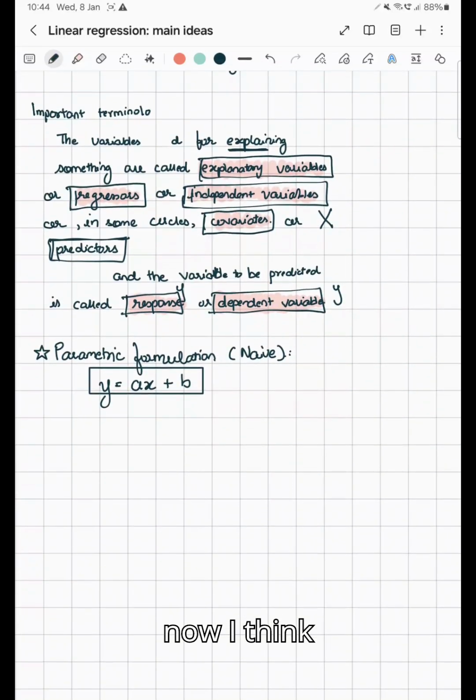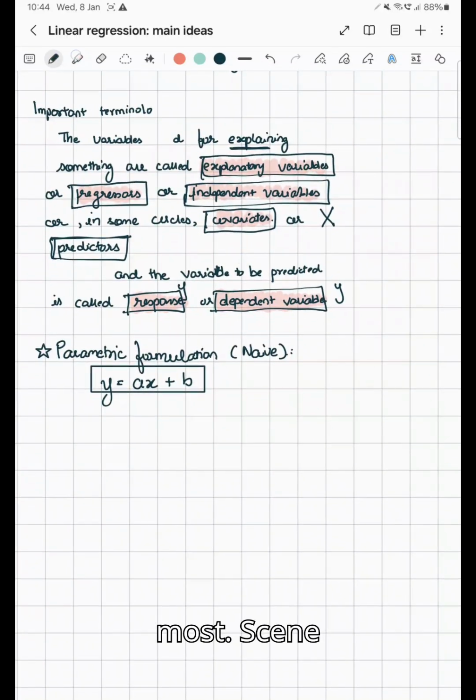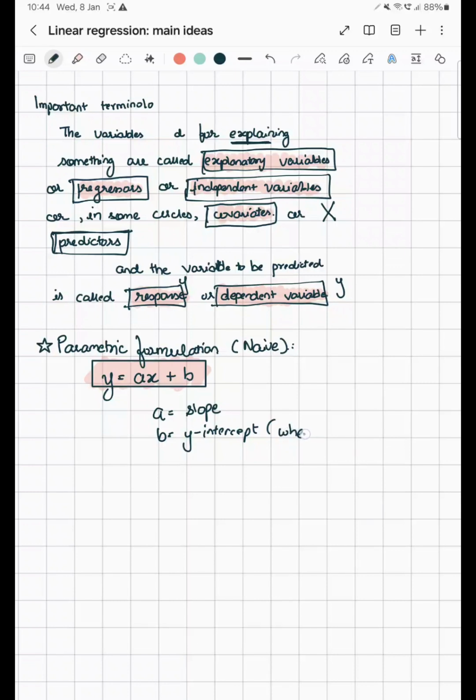Now, I think this is probably the most seen equation of all time. This is the equation of a line. It is parametric because there are two parameters: A, which is the slope, and B, which is the y-intercept, also known as where x is 0, also known as rise over run, delta y over delta x.